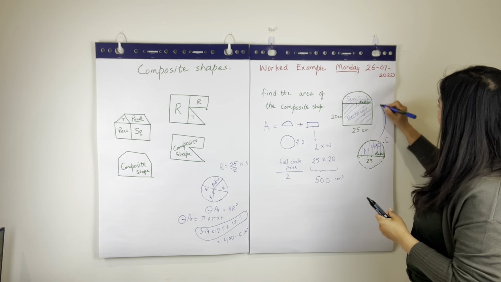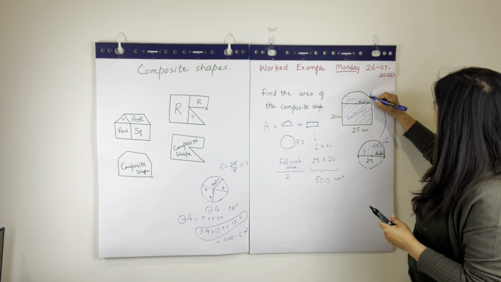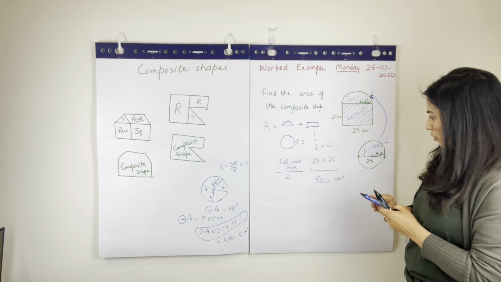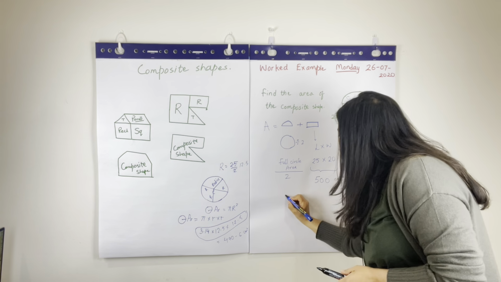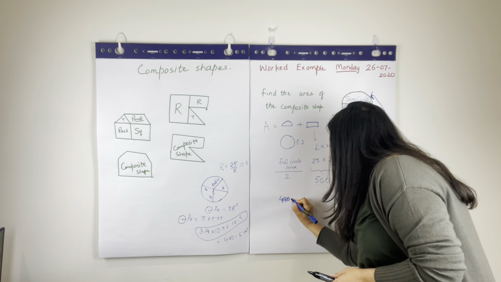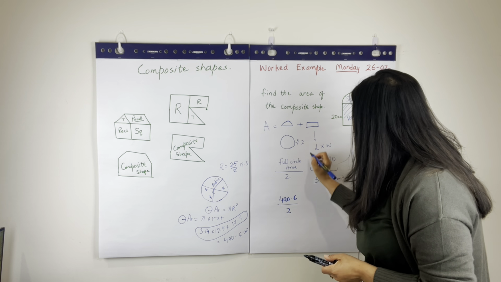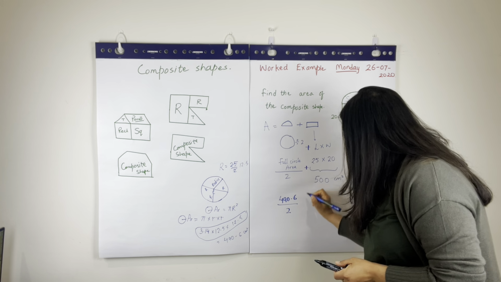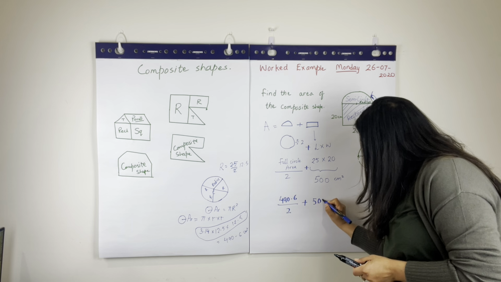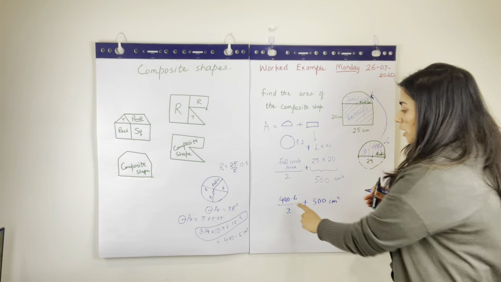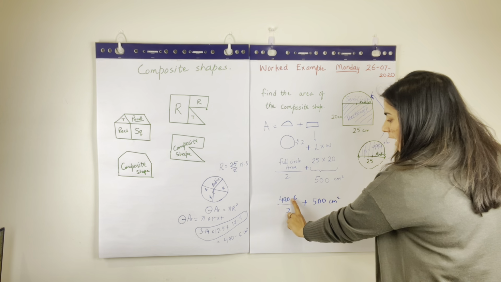That's this half just. So this half circle, right? So let's do that. The full circle's area is 490.6, and you're going to half it, and then you are going to add it with 500 centimeters squared. You don't have to add it right now, just half it first. Now this is 490 and decimal 6.